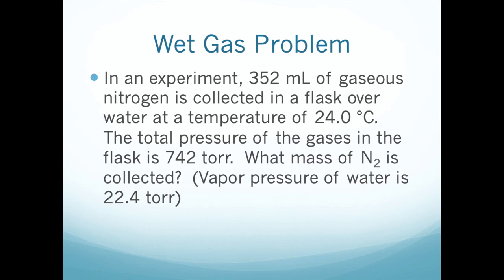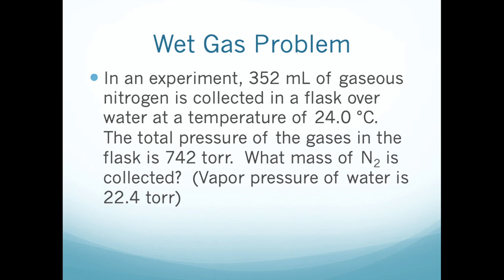So let's try a problem out involving that. We have 352 milliliters of gaseous nitrogen that we're collecting in a flask at a temperature of 24 degrees Celsius. Now, we're told that the pressure inside the flask is 742 torr. Okay, but remember, that's the pressure of your wet nitrogen. It's nitrogen with water vapor mixed in there. The question asks, what is the mass of nitrogen that we're collecting?